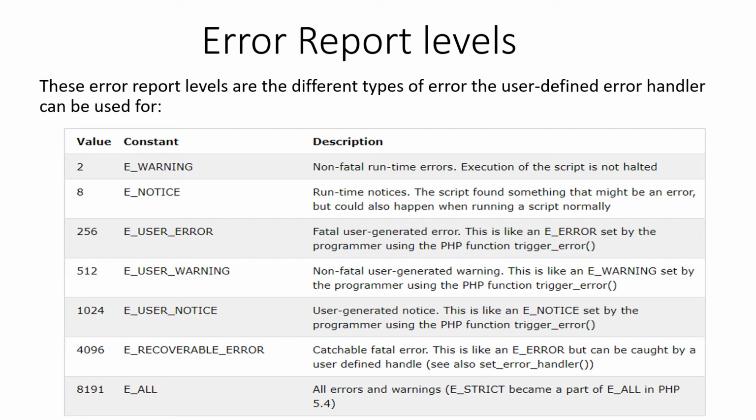E_USER_WARNING: non-fatal user-generated warning. This is like an E_WARNING set by the programmer using the PHP function trigger_error. E_USER_NOTICE: user-generated notice. This is like an E_NOTICE set by the programmer using the PHP function trigger_error. E_RECOVERABLE_ERROR: catchable fatal error. This is like an E_ERROR but can be caught by a user-defined handle. E_ALL: all errors and warnings, except E_STRICT in PHP 5.